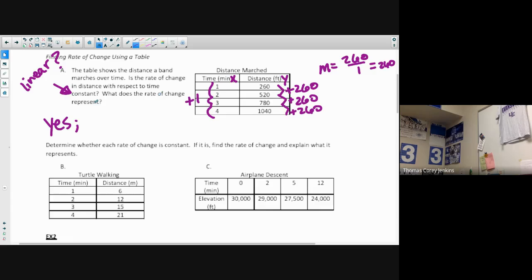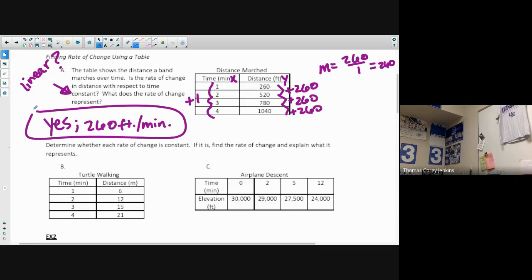What does the rate of change represent? For this, you just think about your labels. It represents 260 Y, so 260 feet per 1 X, so per 1 minute, all right? So it represents that the rate of change is 260 feet per minute. That's all. That's your rate. That's the rate at which the band is moving.